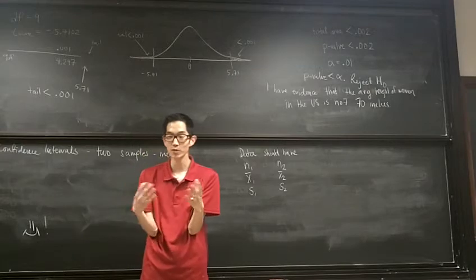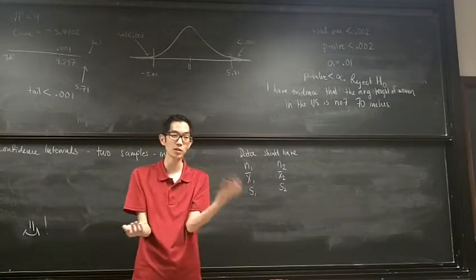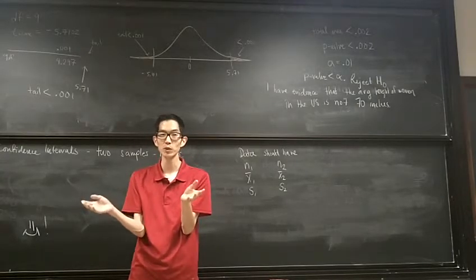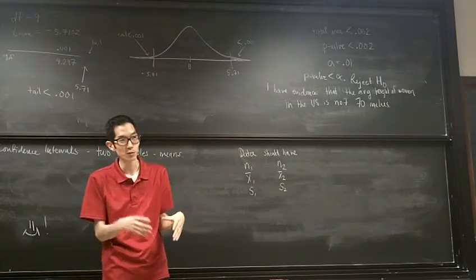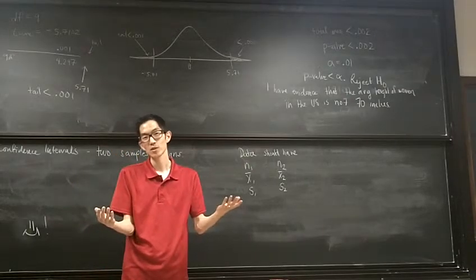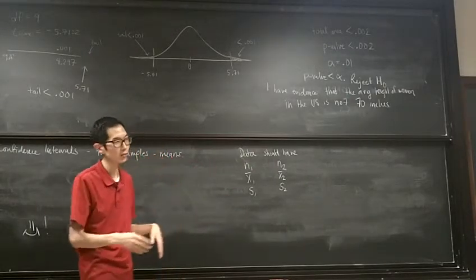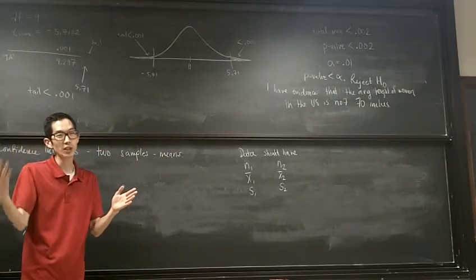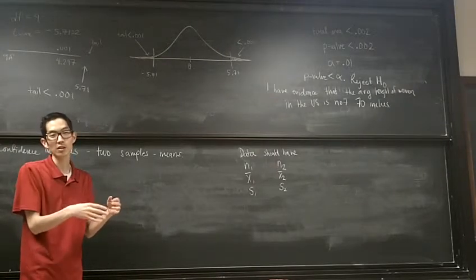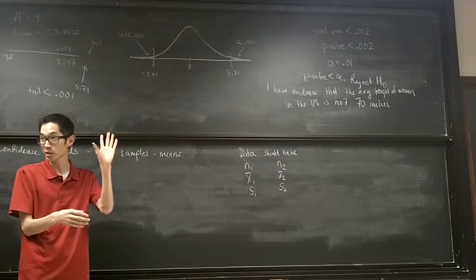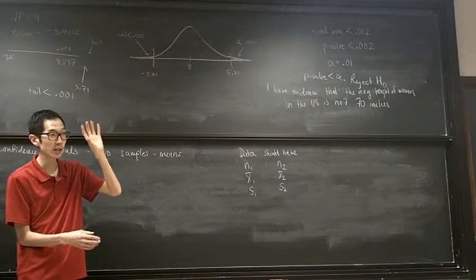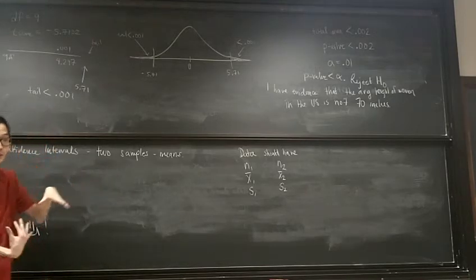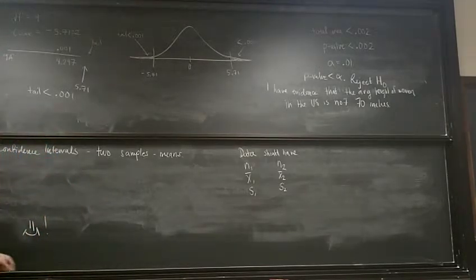So the resulting interval is just about the difference in average heights. I don't mention anything about how tall a man is and how tall a woman is. I'm just talking about the difference. I'm 90% confident that the average height of men is between 3 to 6 inches taller than the average height of women. So it's a statement about the difference between the means, not about the means themselves.